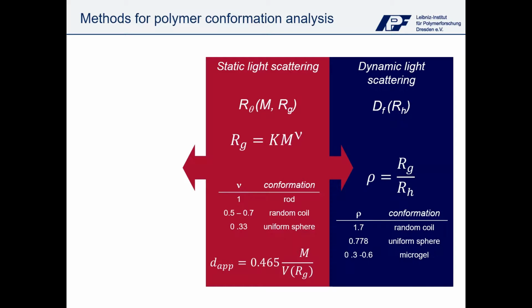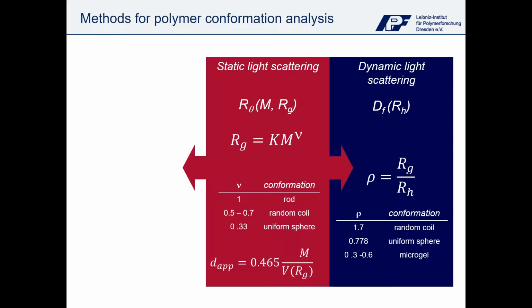Now we can combine static light scattering with dynamic light scattering, which gives us directly the so-called rho parameter. The rho parameter is the ratio between the radius of gyration and the hydrodynamic radius, which have different nature and therefore can give us information about the shape of our particles and macromolecules.